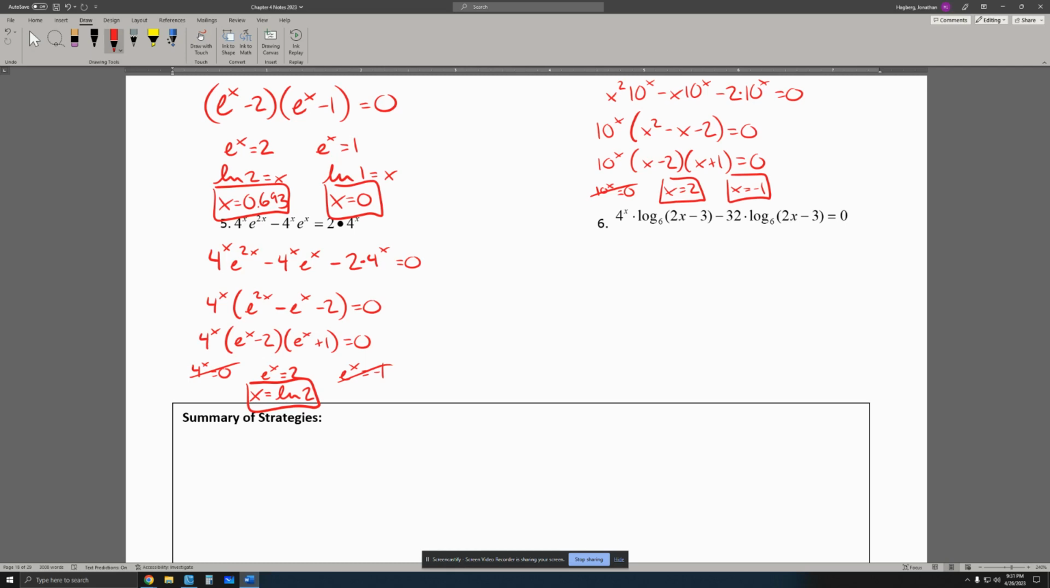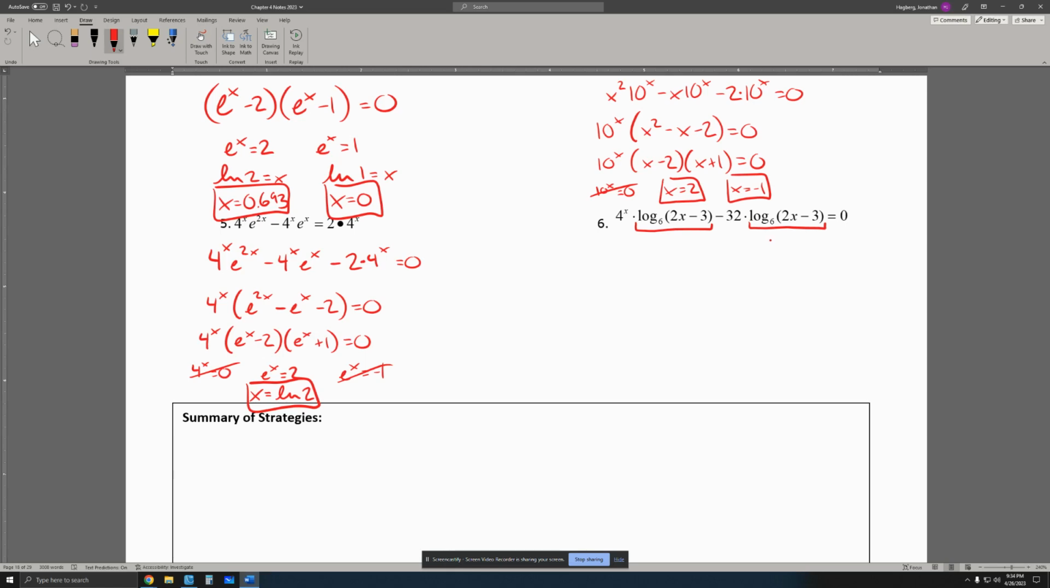All right, so number 6, here we go. This one's a little bit tricky. Here we have 4 to the x times log base 6 of 2x minus 3, minus 32 times log base 6 of 2x minus 3. And this is already equal to 0, so nothing to move around here. Now, first thing I notice is that we have log base 6 of 2x minus 3 in both of these terms. Down to the argument, these are exactly the same.